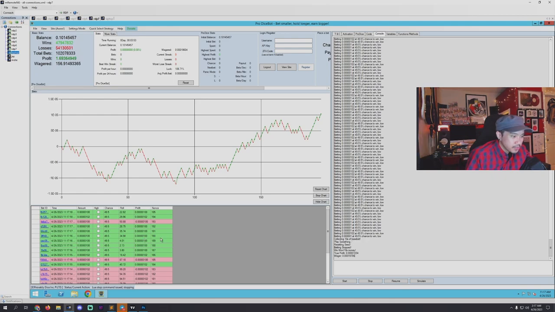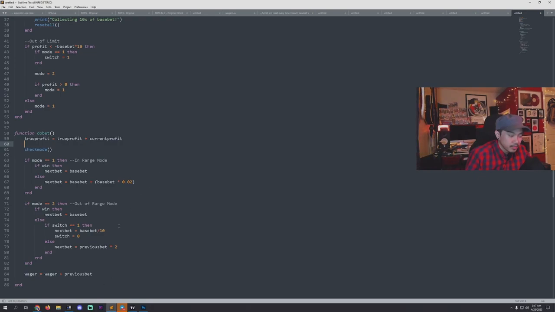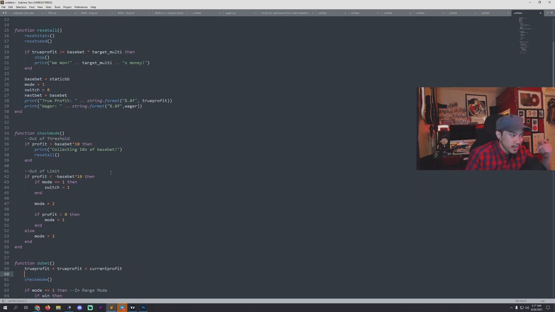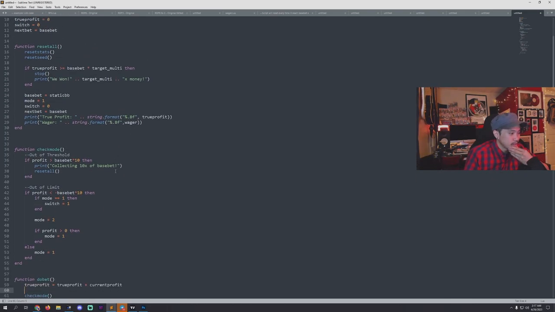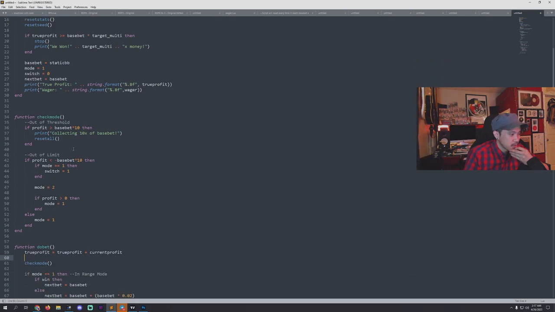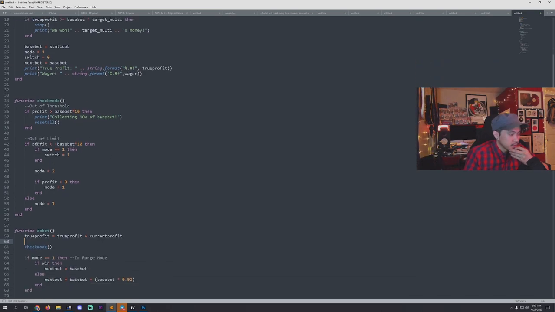You know what I am iffy about though? I'm a little iffy about it went 10, it won, but it wasn't back in the range yet. It went 10 and then it won and then it wasn't back in the range yet. And it went to 100. It went back to base bet. So why did it go back to base bet? Let's go to check mode. So if profit is less than the base bet times 10.